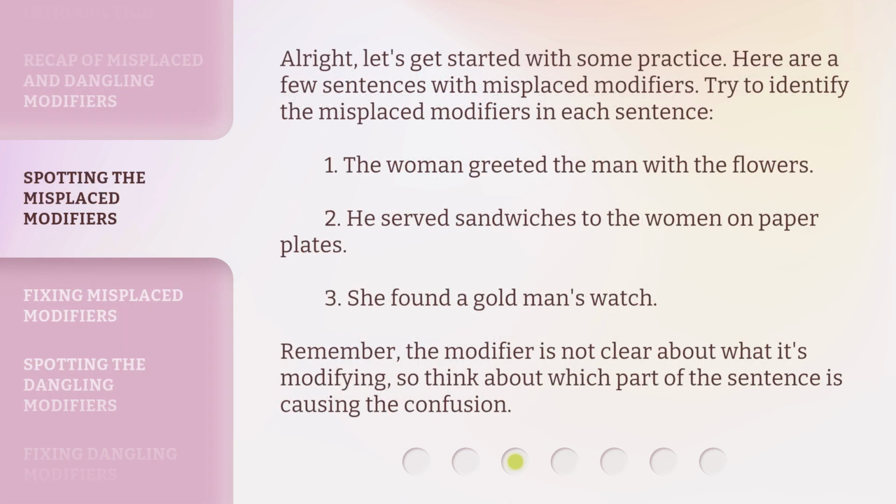Alright, let's get started with some practice. Here are a few sentences with misplaced modifiers. Try to identify the misplaced modifiers in each sentence. 1. The woman greeted the man with the flowers. 2. He served sandwiches to the women on paper plates. 3. She found a gold man's watch. Remember, the modifier is not clear about what it's modifying, so think about which part of the sentence is causing the confusion.